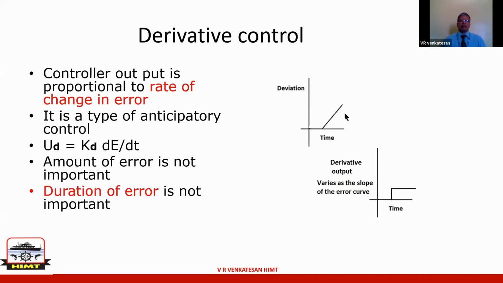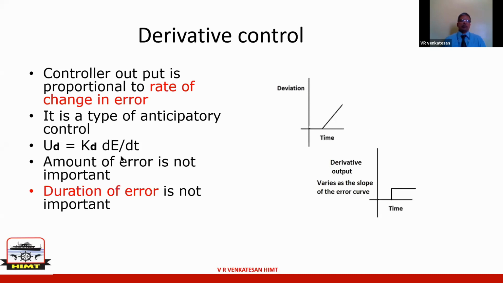It means some error is increasing. It could mean that the temperature of jacket water is rising steadily, or it can mean that the boiler water level is coming down steadily like this. That is called steady change in deviation.